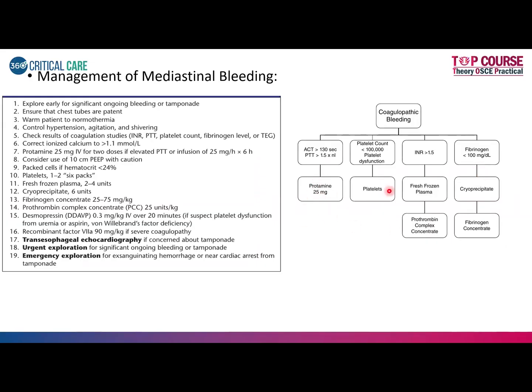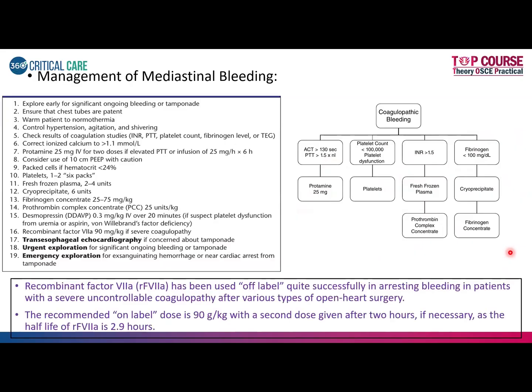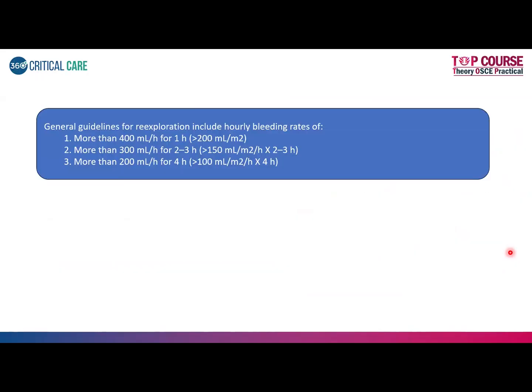So basically protamine is given, platelets in case there is any dysfunction, fresh frozen plasma if the INR is more than 1.5, or you can also use a PCC. And for low fibrinogen, one can go for a cryoprecipitate or a fibrinogen concentrate. Also, recombinant factor 7A has been used as an off-label use for a patient with uncontrollable coagulopathy, with a dose being 90 microgram per kg, followed by a second dose after 2 hours. And the half-life is around 2.9 hours.